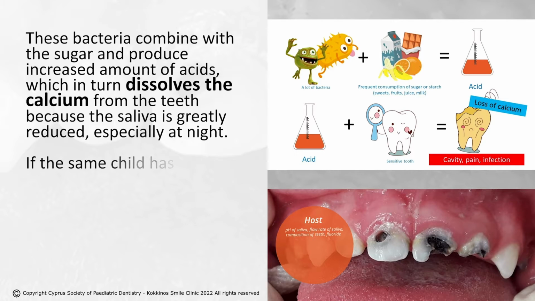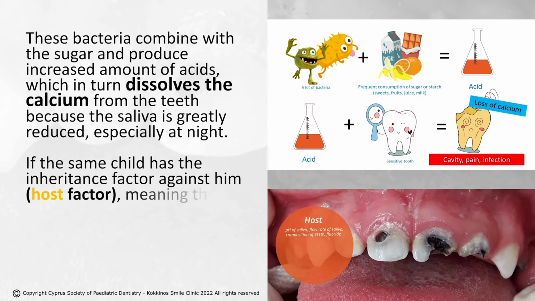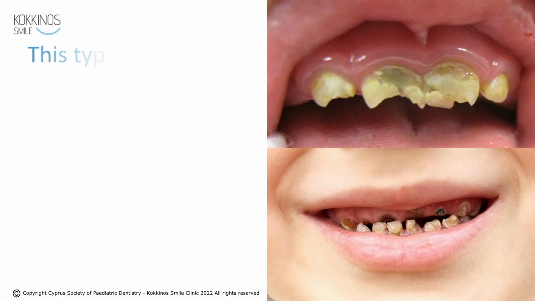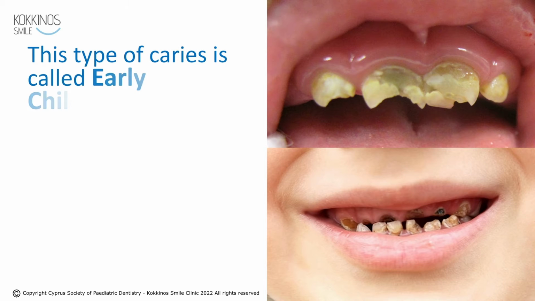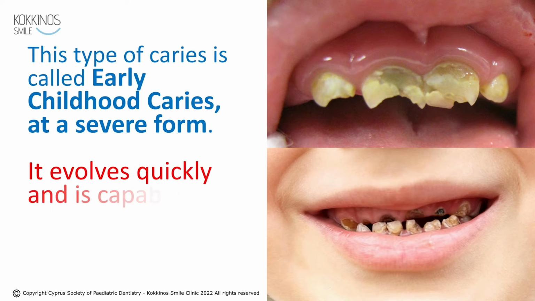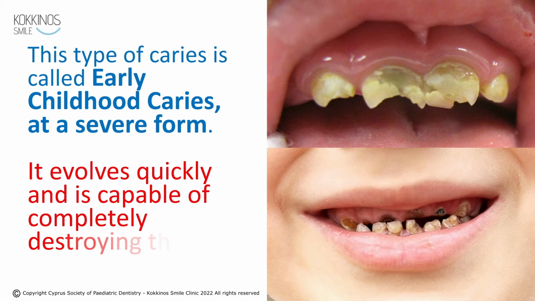If the same child has the inheritance factor against him, meaning that he has an acidic and viscous saliva, then he is at risk of developing caries at a very young age. This type of caries is called early childhood caries at a severe form. It evolves quickly and is capable of completely destroying the child's teeth.